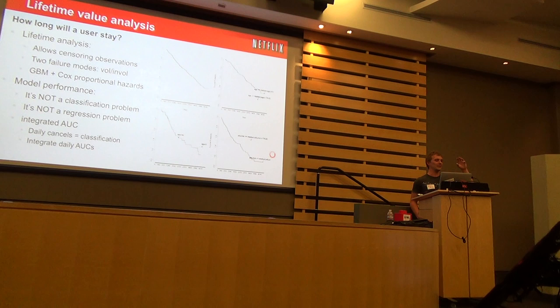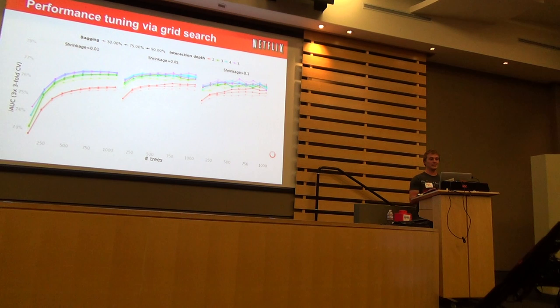What we use is this integrated AUC, which breaks down the performance of the model daily. Every day, on the people that actually stayed up to that day, I classify them as churning or not, canceling or not on that given day, and that gives me a daily AUC. Then I integrate that across the whole span of days that users stay, weighting my daily AUC according to how many people stay each of those days. I want just one number that lets me compare models, and that's the number we end up computing. So when I do that, these are results for my grid search.